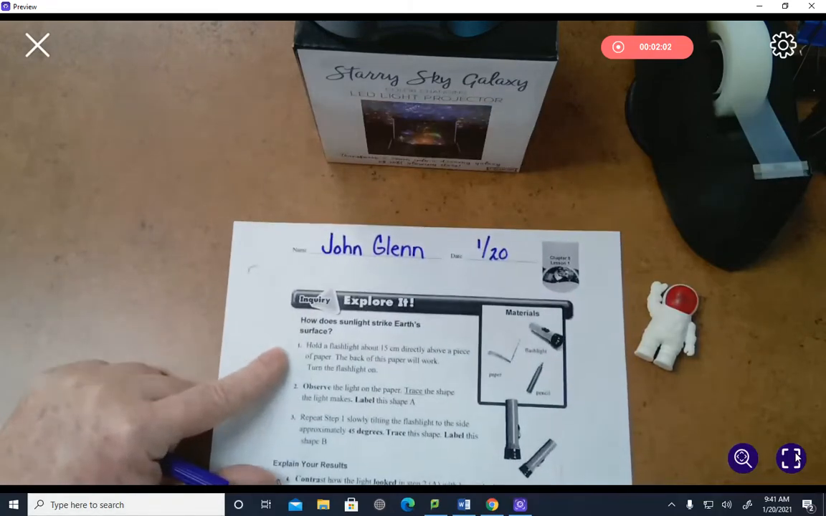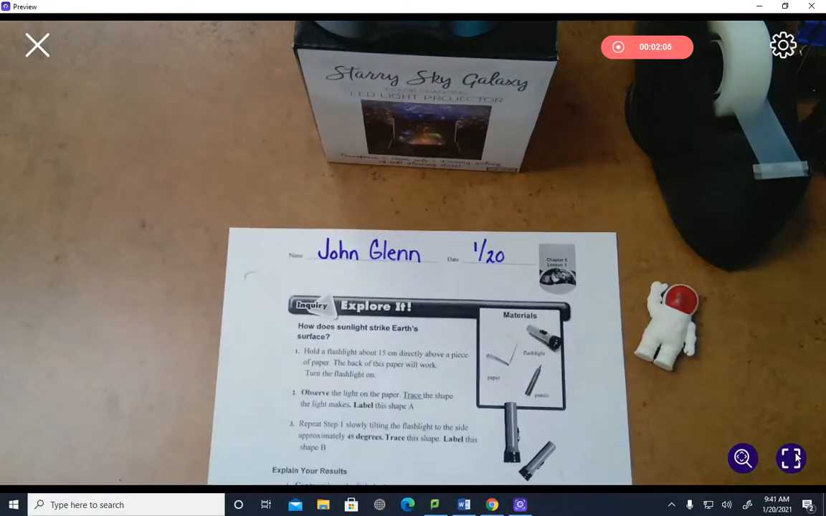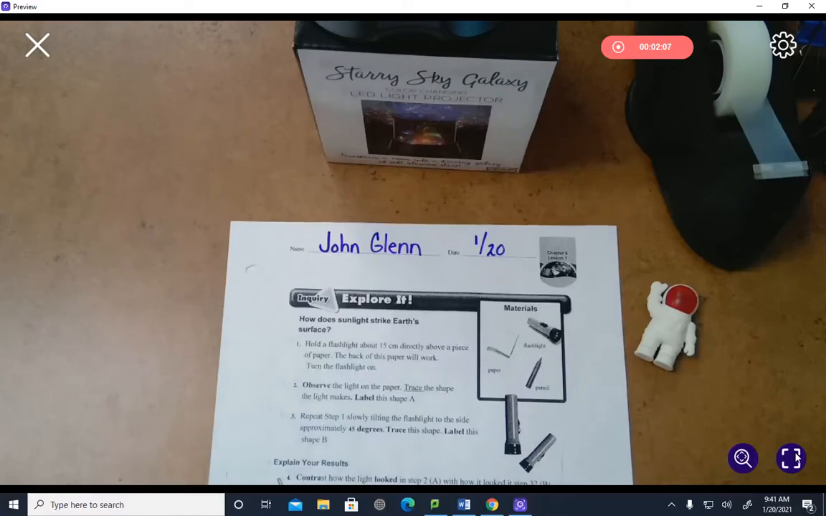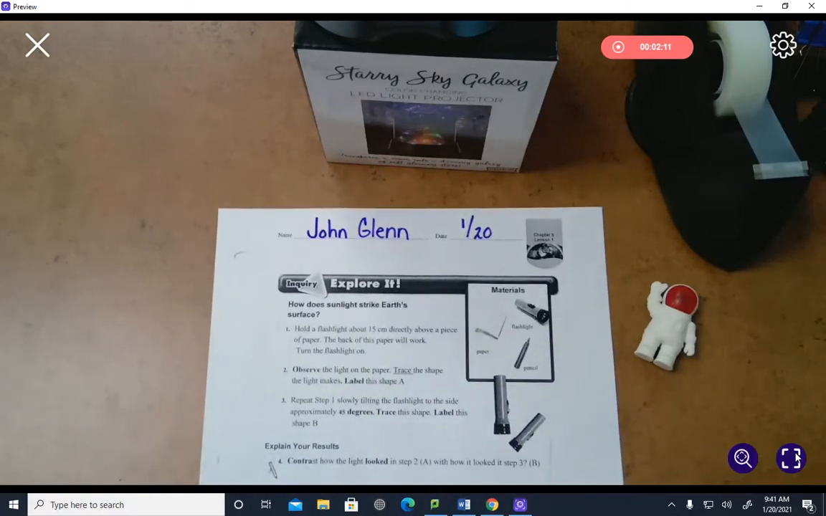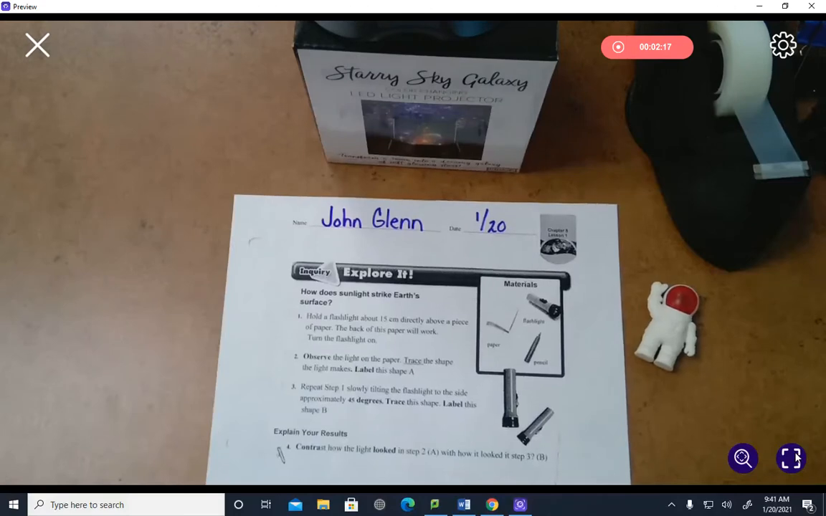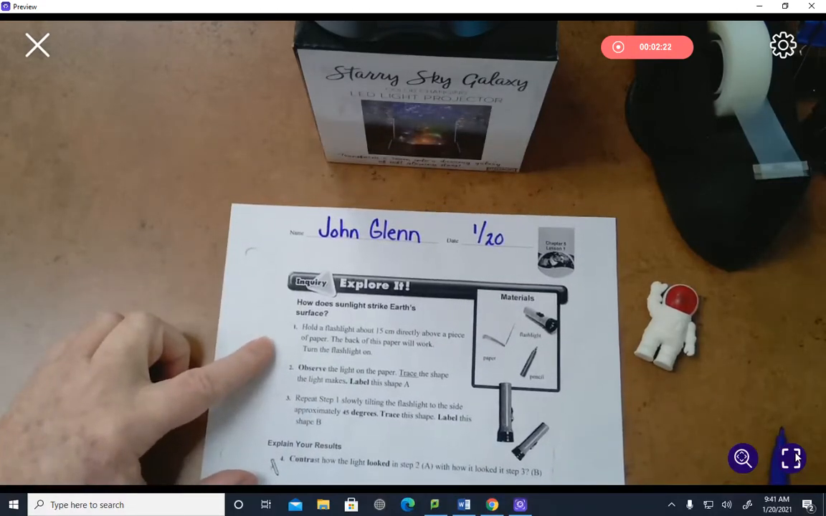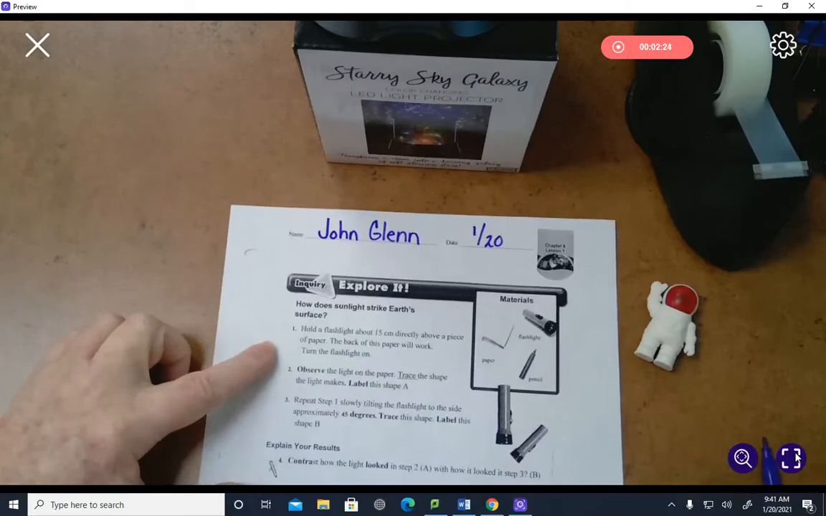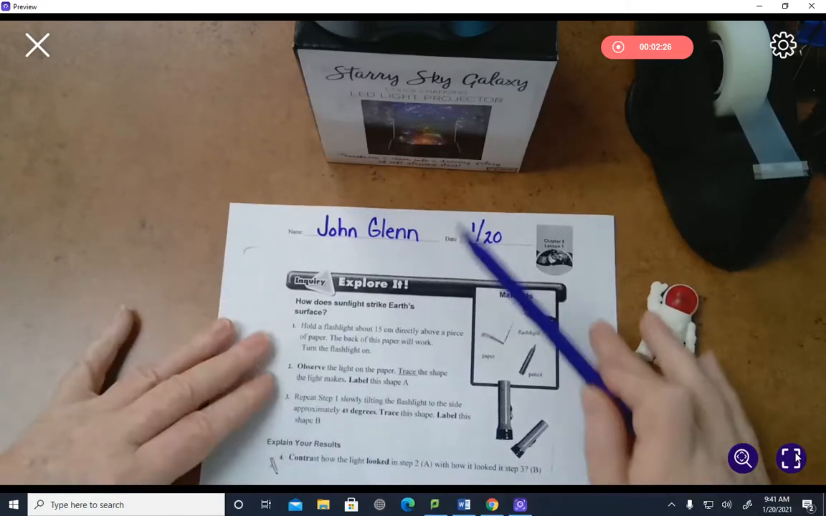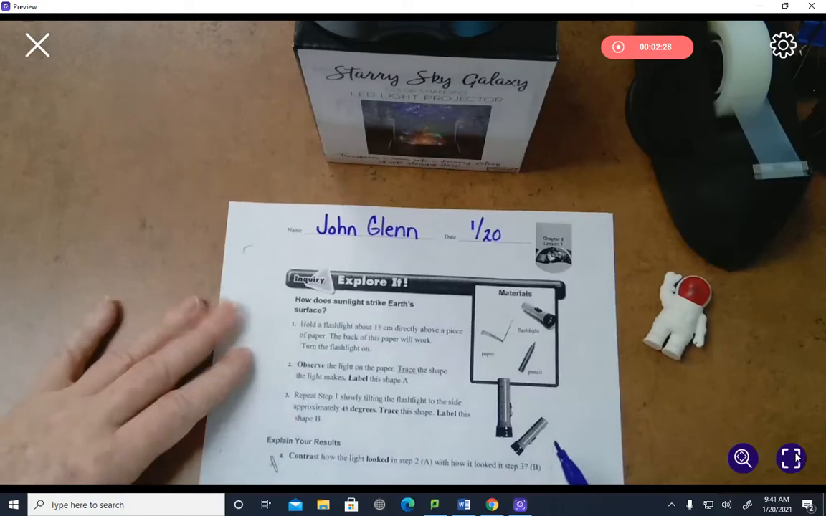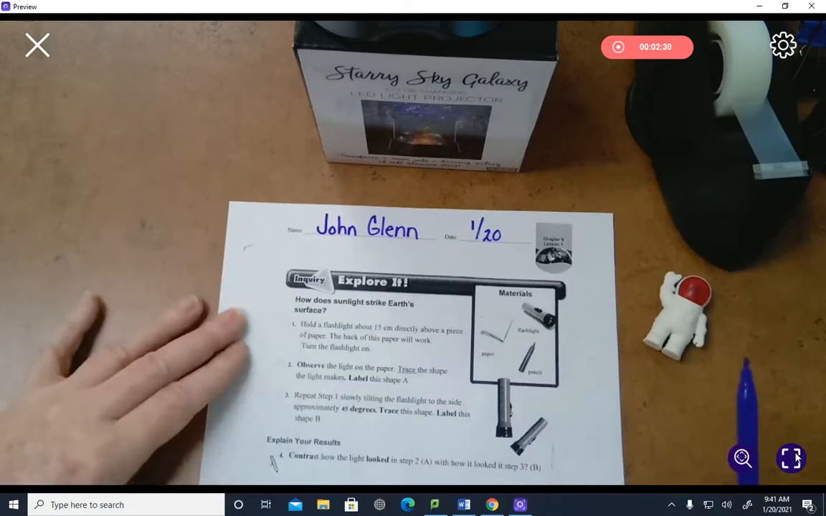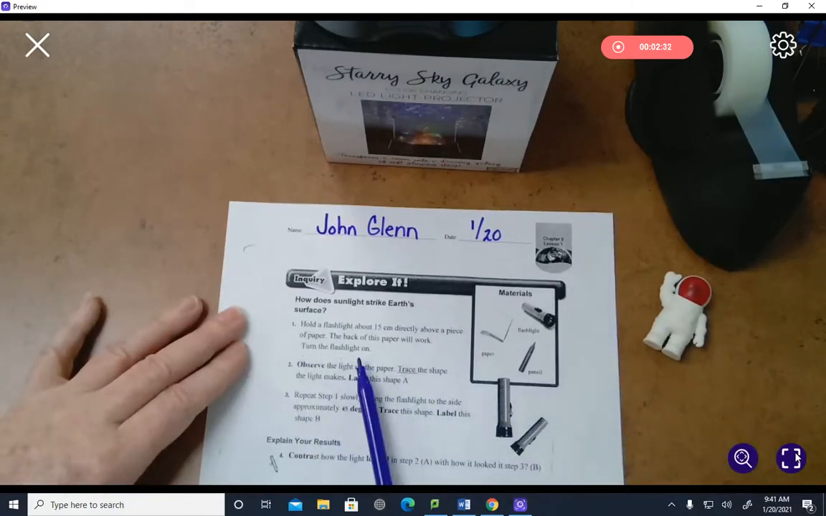This is something that we're going to be doing again and again and again in different ways. I showed you a video, we read about it, now we're going to sort of act it out. Later on in the week, we're going to be doing a Gizmo computer lab that expresses this. So it says hold a flashlight about 15 centimeters directly above a piece of paper, and instead of getting a whole other sheet of paper, let's reduce our use, and we're going to just use the back of this and turn the flashlight on.